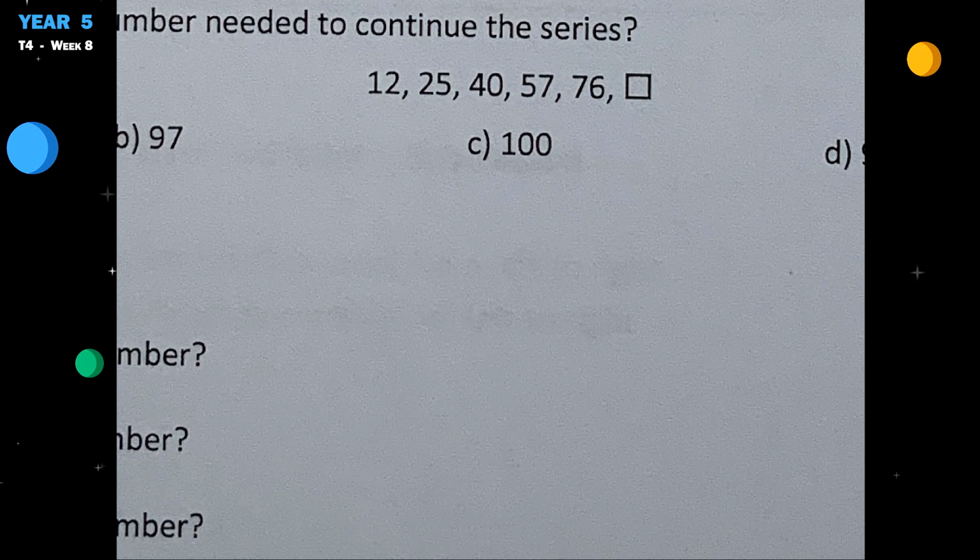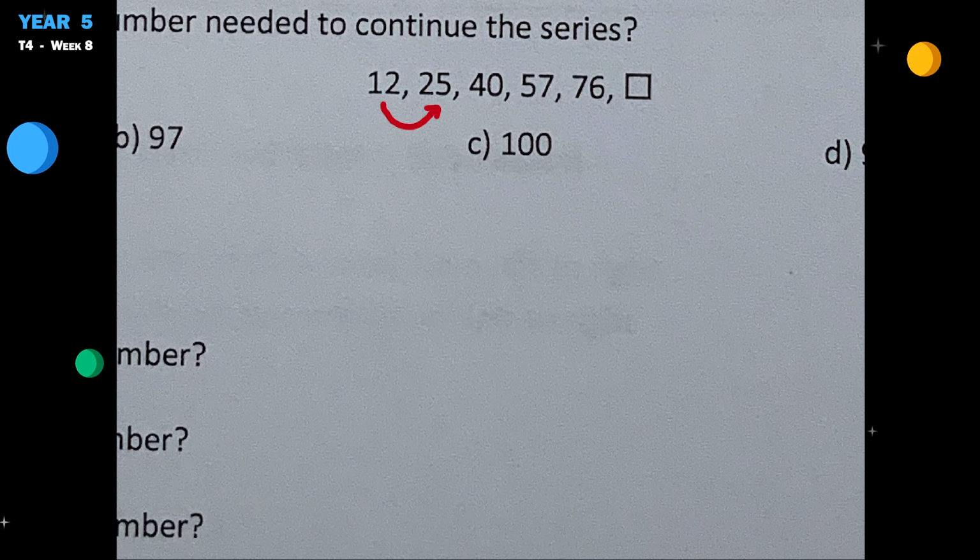Alright, moving on. Number 6. What is the most likely number needed to continue the series? Okay, let's have a look at the series. You have to find the pattern. So it's going up, obviously, from 12 to 25 to 40. But what's it going up by? Is it going up slowly, or decently fast? I believe it's decently slow, so let's have a look.